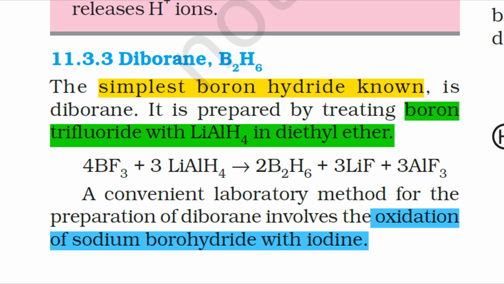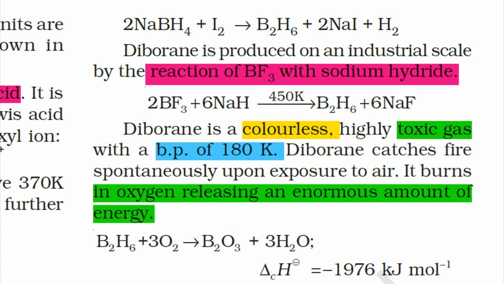First, it is prepared by treating boron trifluoride with lithium aluminium hydride in diethyl ether. So 4BF3 plus 3LiAlH4 in the presence of diethyl ether gives rise to 2B2H6 plus 3LiF plus 3AlF3. The second method is the laboratory method, which is the oxidation of sodium borohydride with iodine. So 2NaBH4 plus I2 gives rise to B2H6 plus 2NaI plus H2.